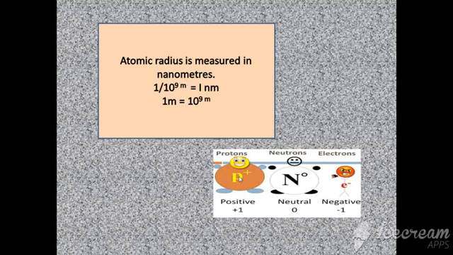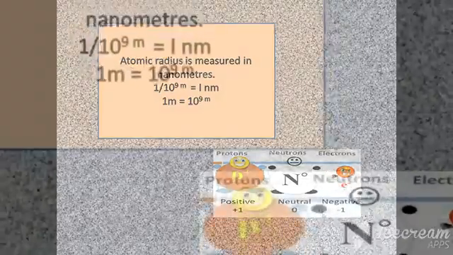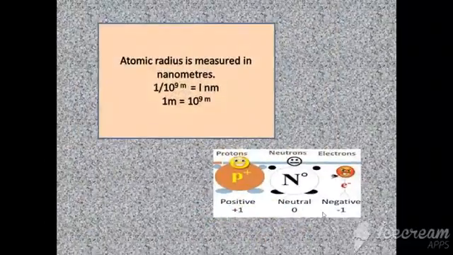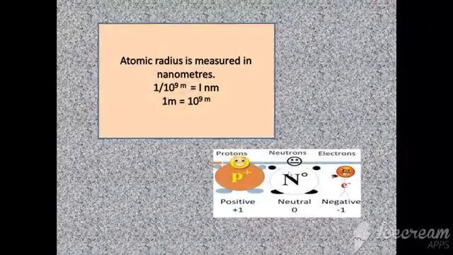Okay. So protons and neutrons will be present inside the nucleus. Electrons will revolve around the nucleus. These three will constitute the atom.